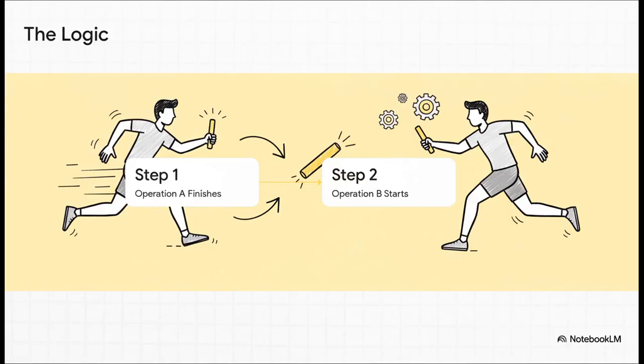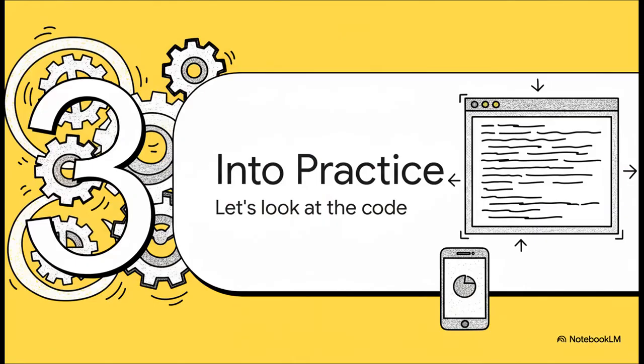And the logic behind it is incredibly straightforward. All we're doing is telling Operation B, hey, hold up, you cannot start your job until Operation A is 100% finished. It's kind of like a baton pass in a relay race. The second runner can't take off until they get that baton from the first runner. Simple as that. All right, so theory is great, but let's see how this actually works in the real world.